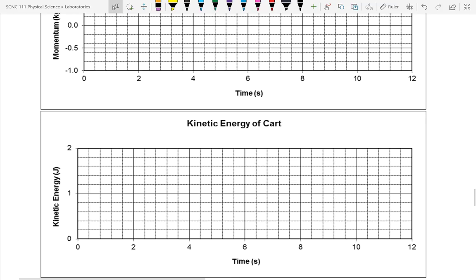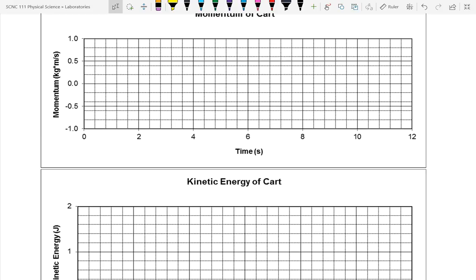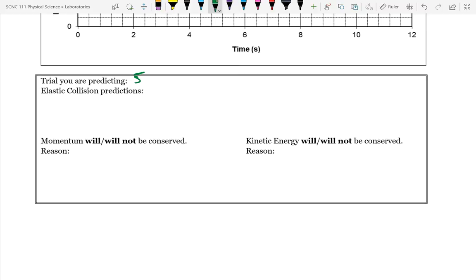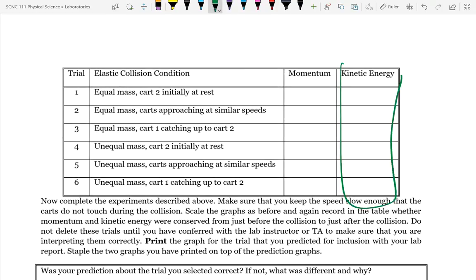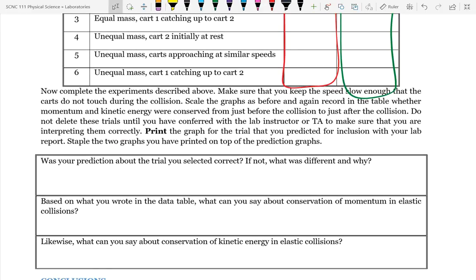And I'm going to do the same thing of drawing what I predict will happen with now an elastic collision, and my reasons, and circling which one I think it will be and why. You go through and you make this table again, putting in just yes or no to say whether it was conserved. Once again, you print the graph for the trial that is the one you did. It says here, staple the 2 graphs you printed. You're just going to upload those 2 graphs to Moodle.